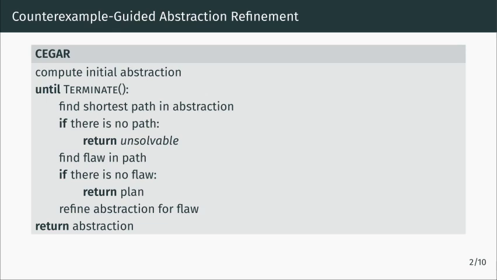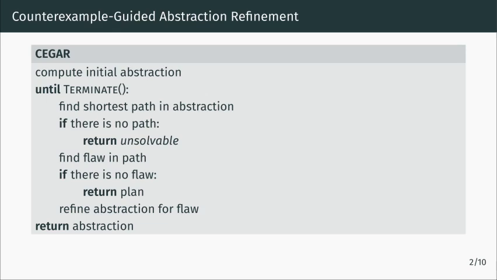So how does counterexample-guided abstraction refinement work? Here's the pseudocode for the algorithm. We start with an initial abstraction, and then until we hit a time or memory limit, we find the shortest path in the abstraction. And if there is no such path, we know that the problem is unsolvable. Otherwise, we find a flaw in the path by tracing the abstract solution in the concrete transition system. And if there is no flaw, we know that we found a plan that works in the real transition system. Otherwise, we refine the abstraction for the given flaw such that the flaw cannot occur in the next round again.